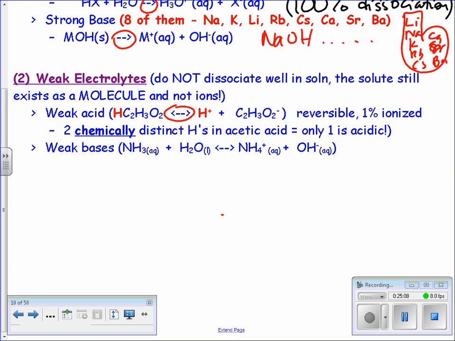Okay, so those are our only examples of strong electrolytes. They 100% make tons and tons of ions. Weak electrolytes don't dissociate well. Okay, they do still make a little bit.